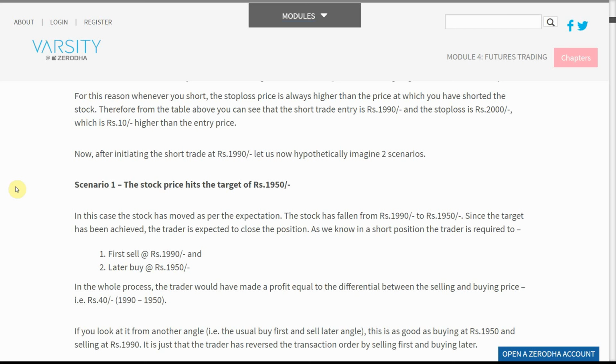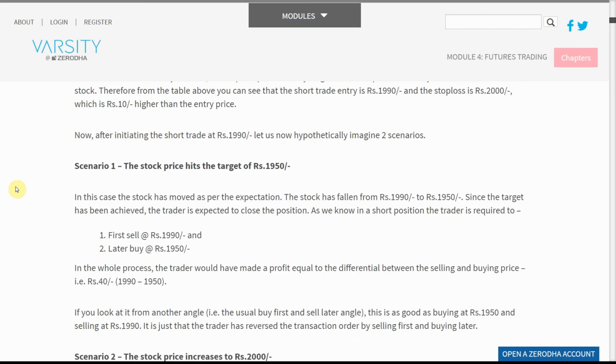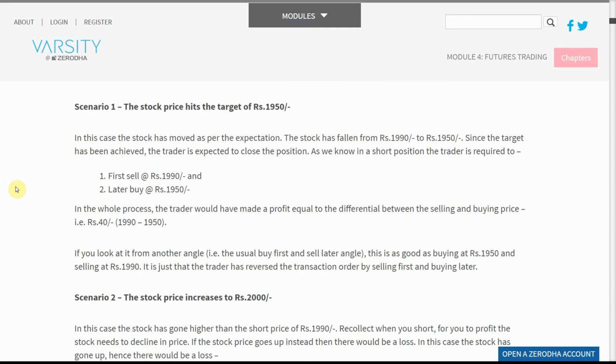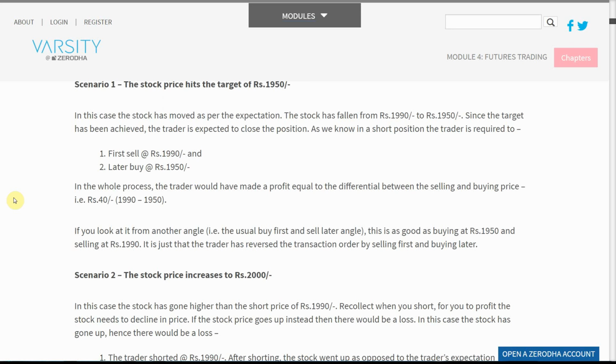Scenario 1: the stock price hits the target of 1,950 rupees per. In this case, the stock has moved as per the expectation. The stock has fallen from 1,990 rupees per to 1,950 rupees per. Since the target has been achieved, the trader is expected to close the position. As we know, in a short position, the trader is required to first sell at 1,990 rupees per and later buy at 1,950 rupees per. In the whole process, the trader would have made a profit equal to the differential between the selling and buying price, i.e., 40 rupees per, 1990 to 1950.